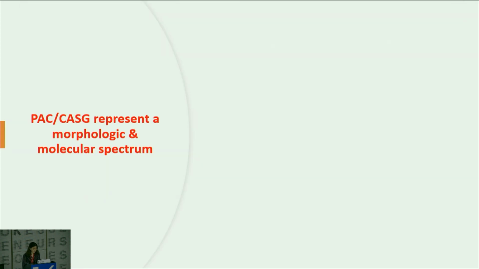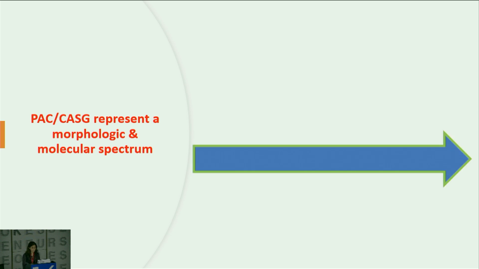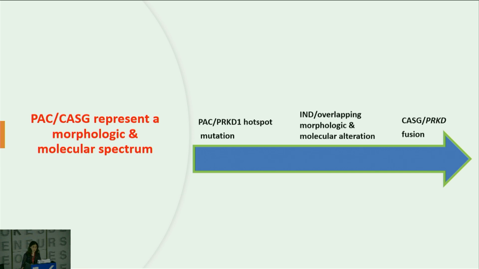The way we think about it, we think about this tumor as a spectrum of morphology and molecular features, where at one end you see the conventional polymorphous adenocarcinoma with the hotspot mutation, and on the other end you see the cribriform adenocarcinoma and the tumor with predominant papillary pattern with a PRKD fusion, and in the middle you see the tumors with overlapping morphology and molecular alterations.